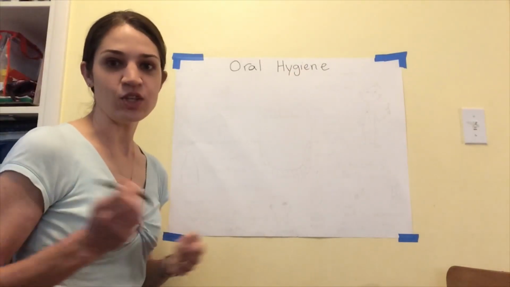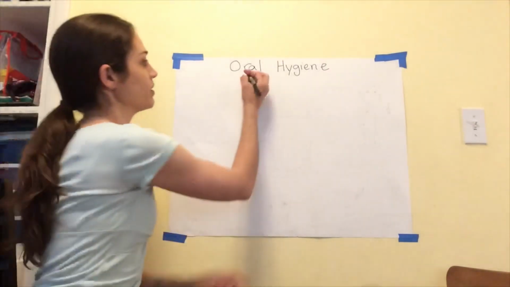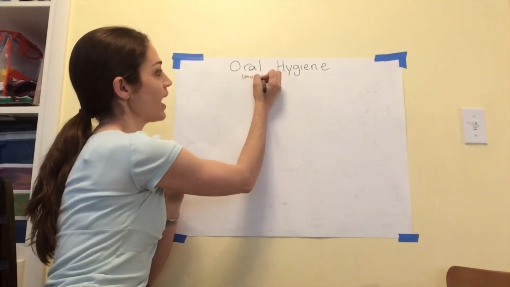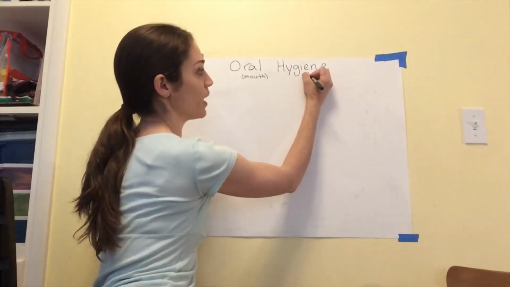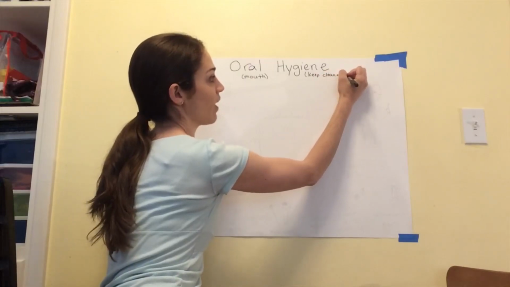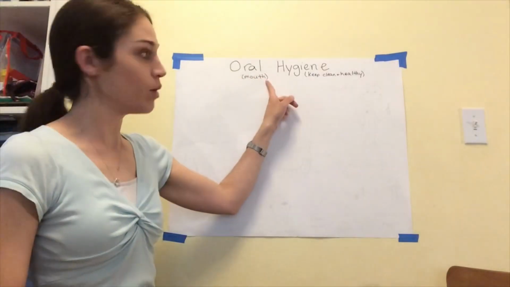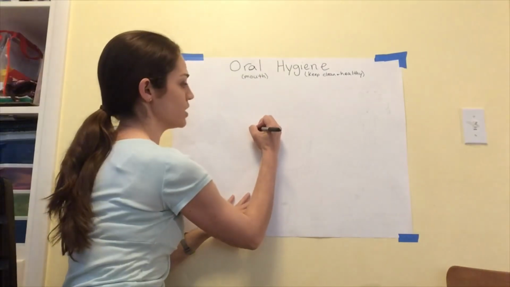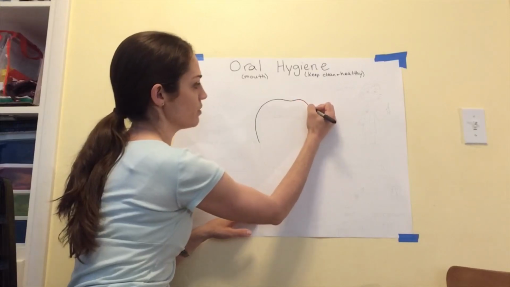Okay, let's get started. You might be wondering, what does oral hygiene mean? Well, oral means mouth. And hygiene means to keep something clean or healthy. Keep clean and healthy. So oral hygiene means how we keep our mouth clean and healthy. So the first thing that we need to know about oral hygiene is the parts of our mouth.